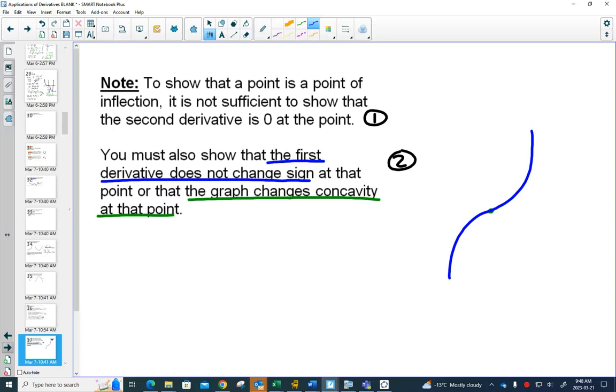okay? It's impossible to keep it. If I even try it, if I start concave down, and I hit this point, and I want to stay concave down, but keep going up, well, you can't draw it. So that's the part that's underlined in blue.